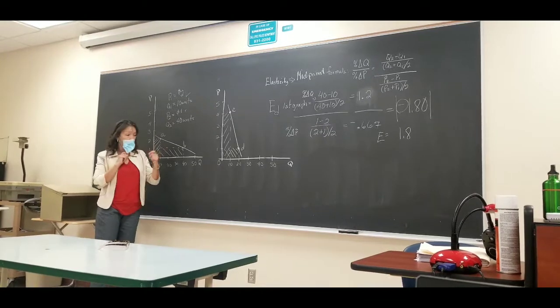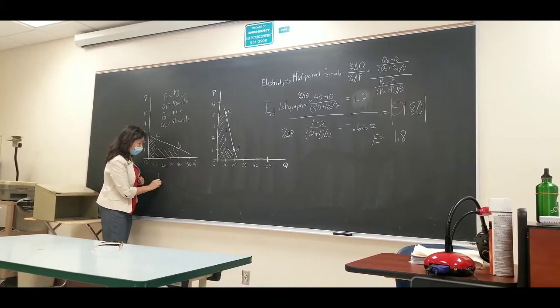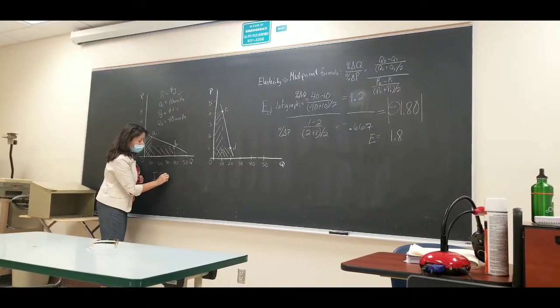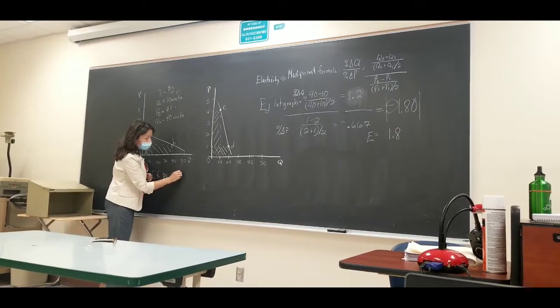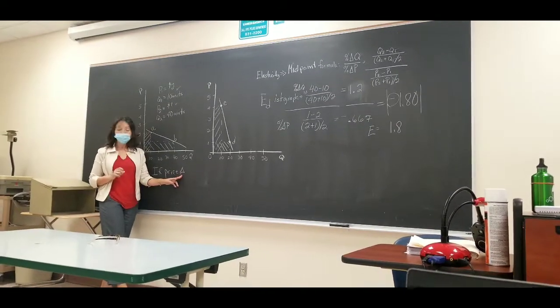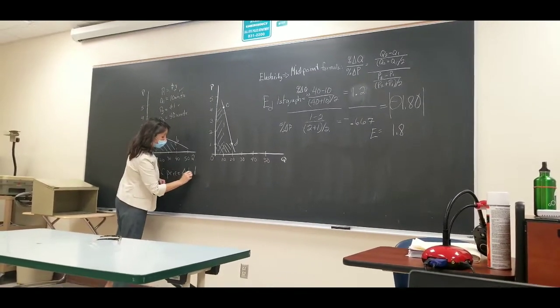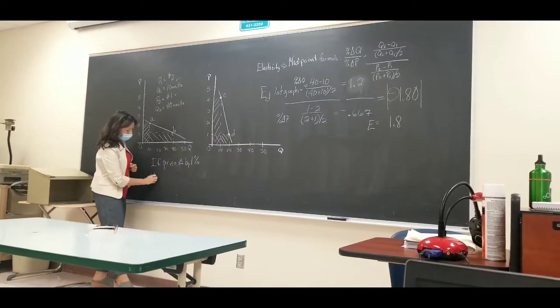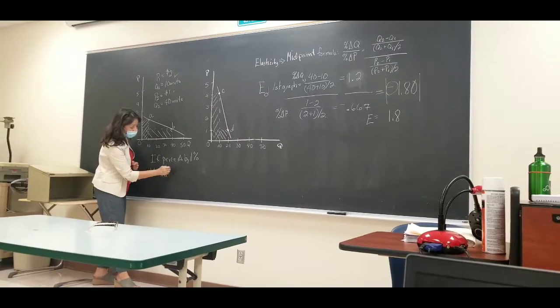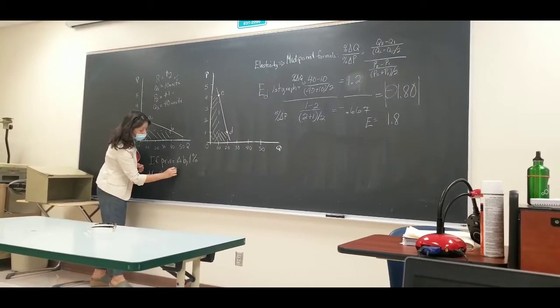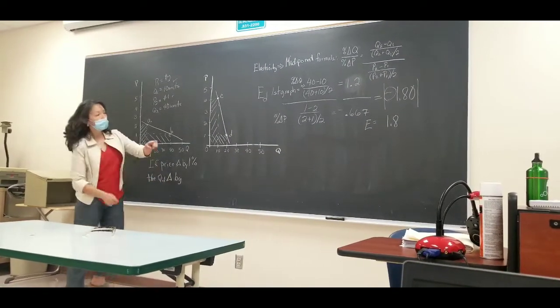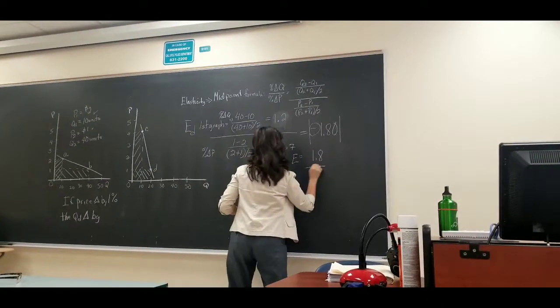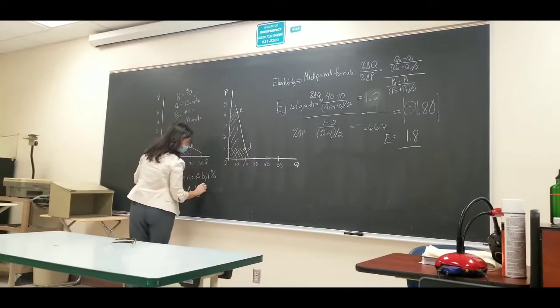The way you would say this is, if price changes, the triangle means change, by 1%, then quantity demanded will change by 1.8%.